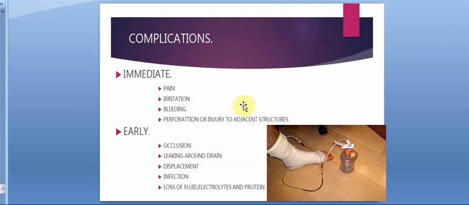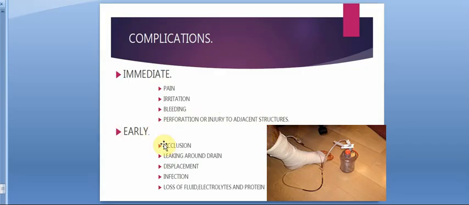So the complications are divided into two types, immediate complications and early complications. Immediate complications are those that occur immediately once you have put the drain. The patient may experience pain, irritation and excess bleeding. If you are not putting the drain in a proper manner, chances are there will be injury or perforation to the nearby organs or tissues.